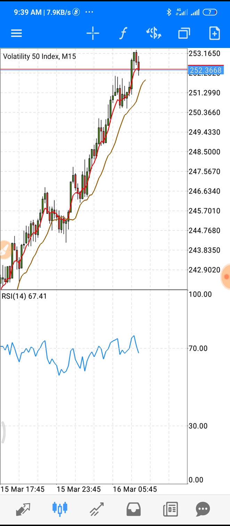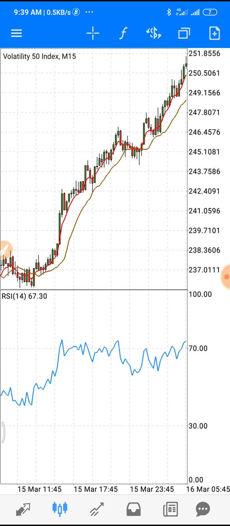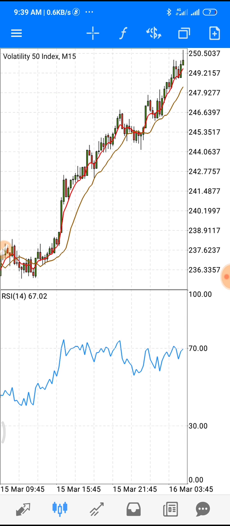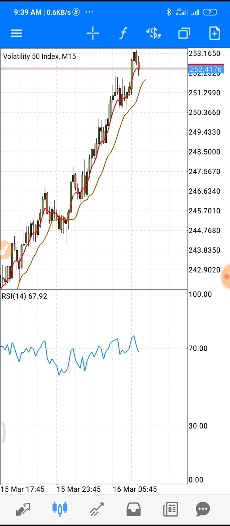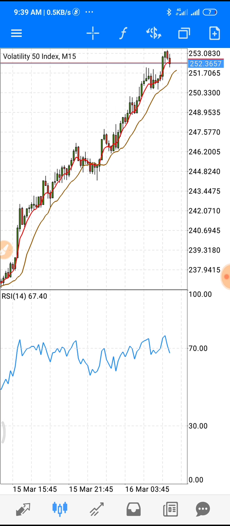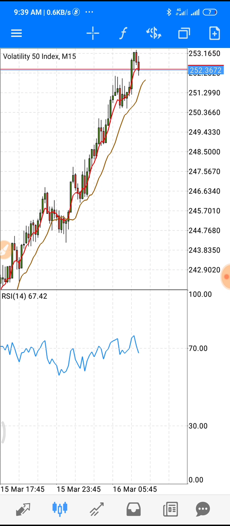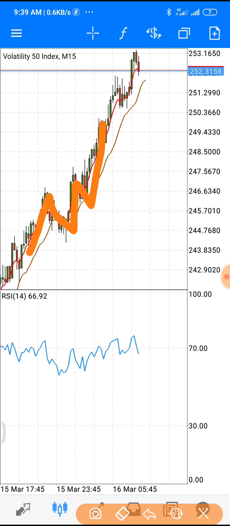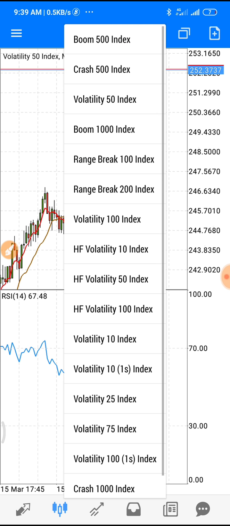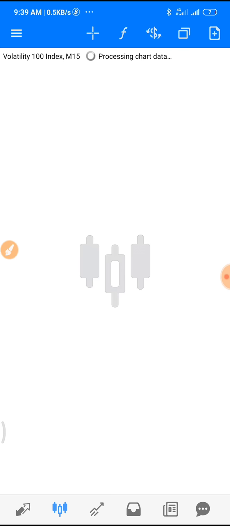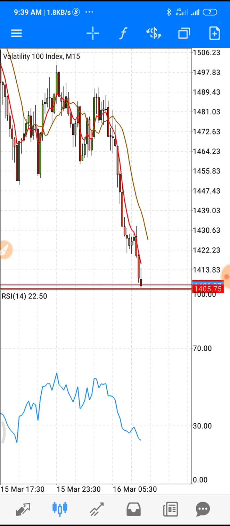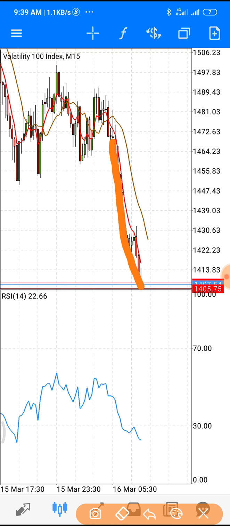So let me check the 15 minutes time frame. Okay, the 15 minutes time frame is on an uptrend, but not really a strong uptrend. It's not really strong because you can see all these movements, these retracements. On that volatility 100, there was none of this on the 15 minutes time frame. It was just going down straight forward like that. So that's why I said it's an uptrend.